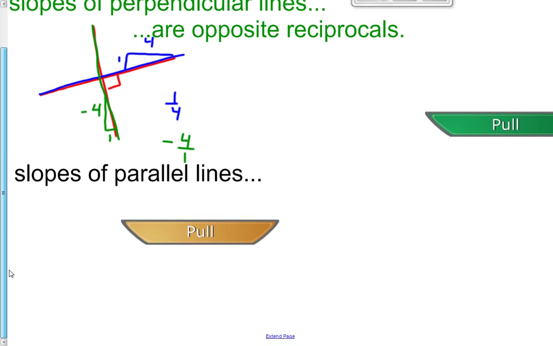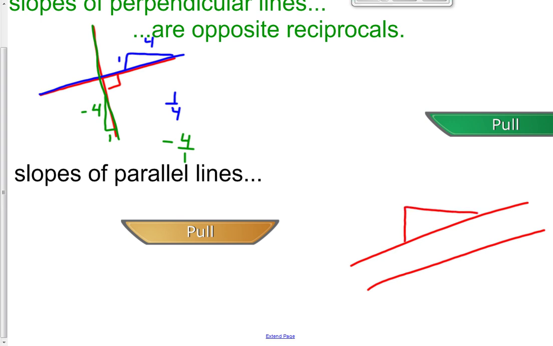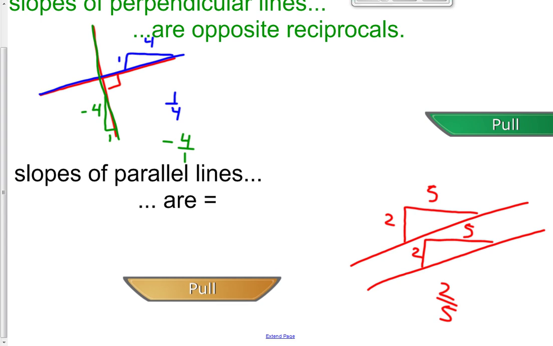Parallel lines never ever ever touch. So if these two lines never ever touch, I'm going to try to draw this one a little bit better. If this slope is a rise of 2, run of 5, for example, then this slope is also a rise of 2, run of 5. They're always going to stay the same distance away from each other, so they're always going to have the exact same slope. Rise of 2, run of 5. It goes that way forever and eternity, as long as the line goes. So they're going to have the exact same slope, or the slopes are equal to each other.